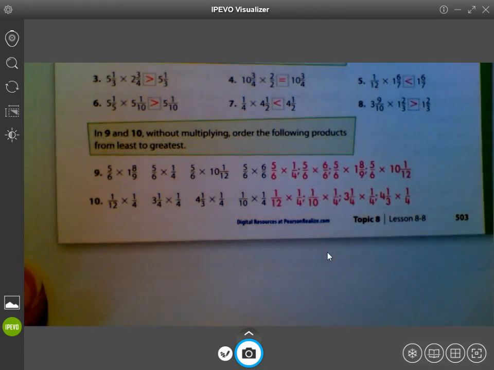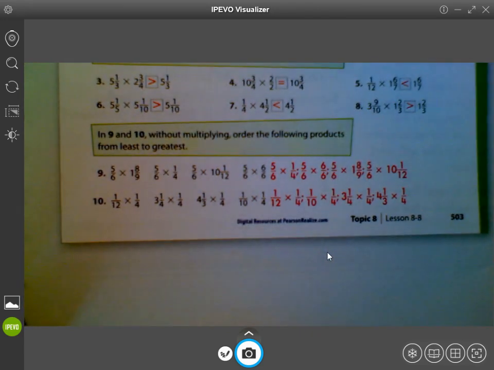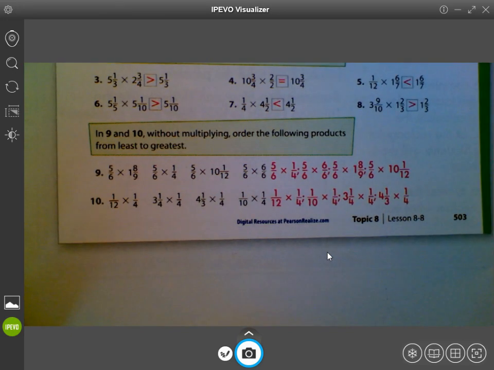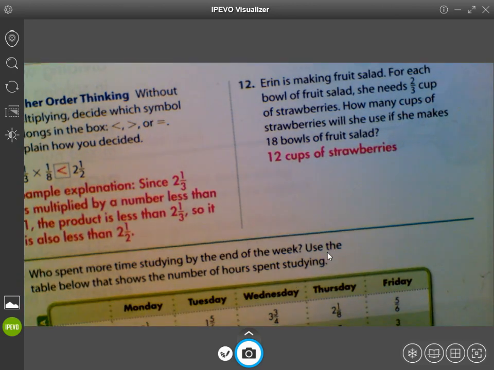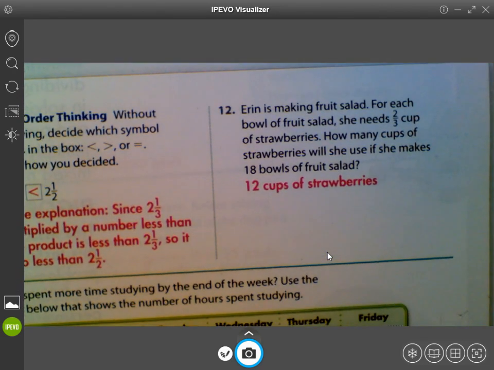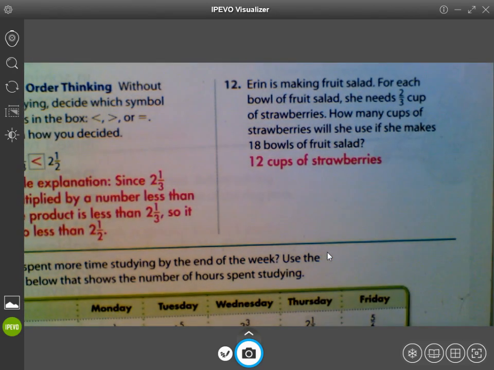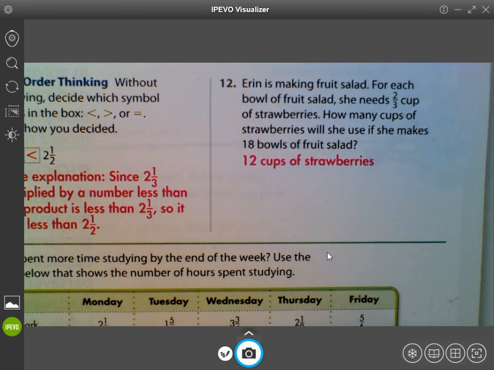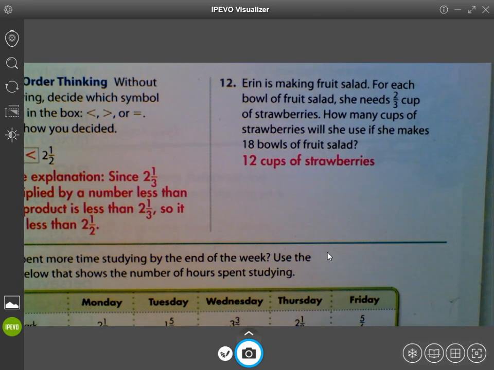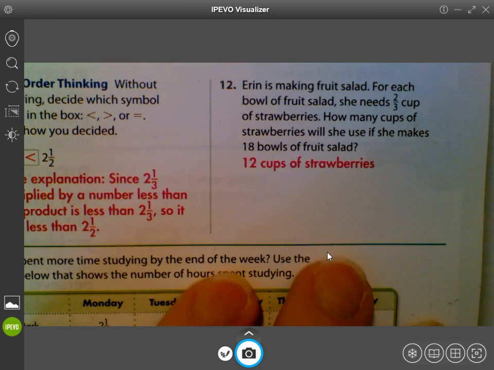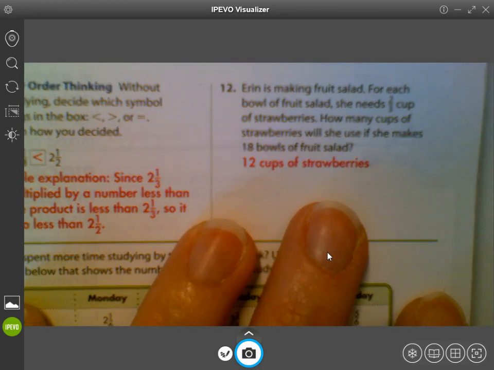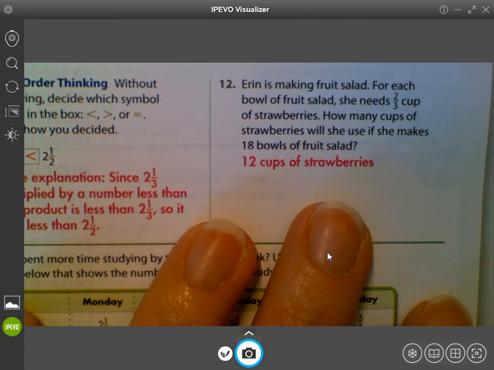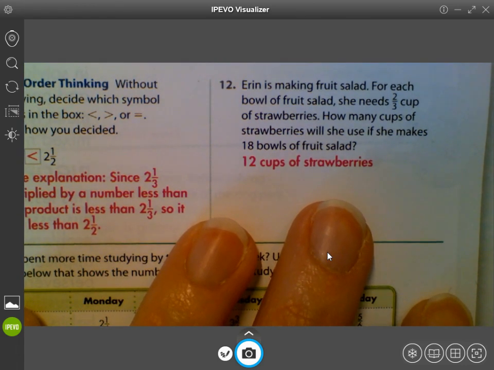Let's then look at our last question when our voices are off, which is number 12. Erin is making fruit salad. Voices off. Erin's making fruit salad. For each bowl of fruit salad, she needs 2/3 of a cup of strawberries. How many cups of strawberries will she use if she makes 18 bowls of fruit salad?